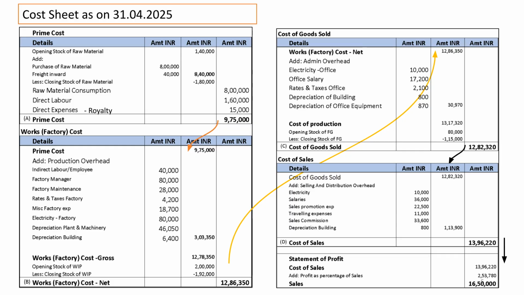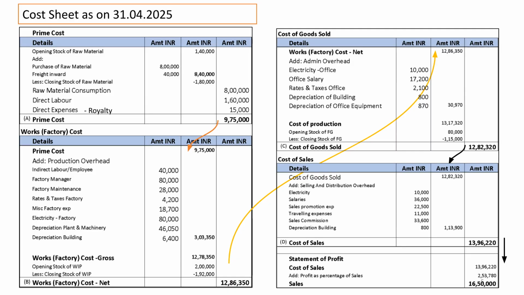To calculate factory cost, we need to take prime cost first. Then we add production overheads, that is, indirect labor, factory manager salary, factory maintenance, rates and taxes factory, electricity, depreciation of factory building and plant and machinery. These are all factory overhead expenses which are very much required to run the production. Then we add the value of opening WIP, meaning opening semi-finished goods, and deduct the value of closing WIP, meaning closing semi-finished goods. Now we have the factory cost.